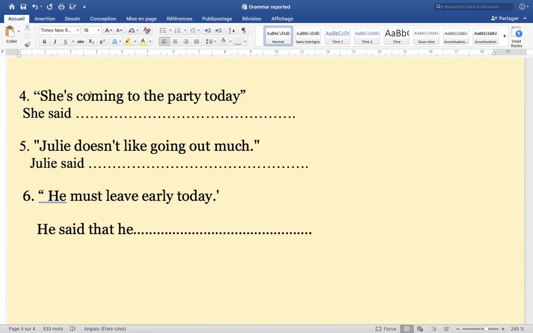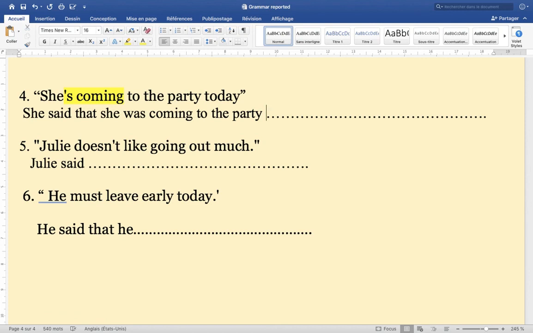Number four: she is coming to the party today. This is present continuous: the verb to be in present plus verb plus ing. She is coming to the party today. If you want to turn it to reported or indirect speech, you can say she said that she was coming to the party.